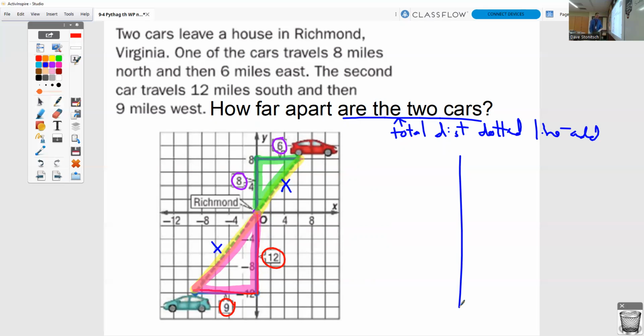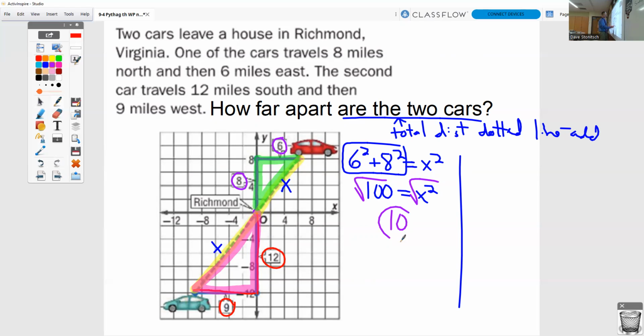For the green triangle at the top, you have a squared plus b squared equals c squared. So you have 6 squared plus 8 squared equals x squared. So we want to solve that. 6 squared plus 8 squared is 100. That equals x squared. The last step in every question, square root, and you get an answer of 10. So this distance right here is 10.